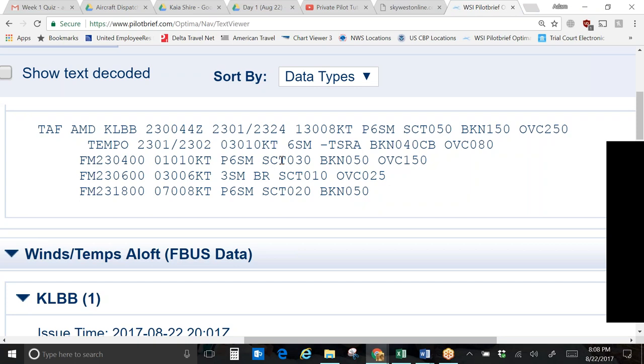Then that next one, starting from 6 Zulu, wind 030 at 6 knots, 3 statute miles. What is BR? Does anybody know what BR is? It stands for mist. Yeah, it is weird. It's like that one and sand. Mist. Now that you know, it won't trip you up. Smoke is the easiest one.